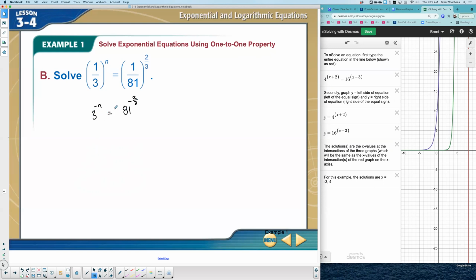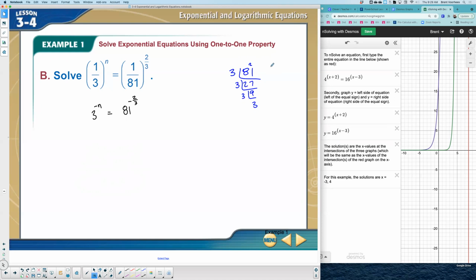Do I have a common base? Is this 1-to-1 right now? No. So let's reduce 81, or factor it, rather, I should say. How many times does the base of 3 go into 81? 3 goes into 8 twice with a remainder of how much? 2. With a remainder of 2, so I'll put the 2 there. 3 goes into 21 how many times? 7. There you go. 3 goes into 27 9 times. 3 goes into 9 3 times. I can stop there because it's all 3s.